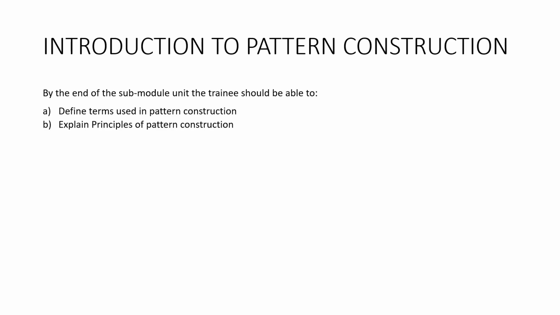We move to our topic 1, which is Introduction to Pattern Construction. By the end of the sub-module unit, the trainee should be able to: A. Define terms used in pattern construction. B. Explain principles of pattern construction.